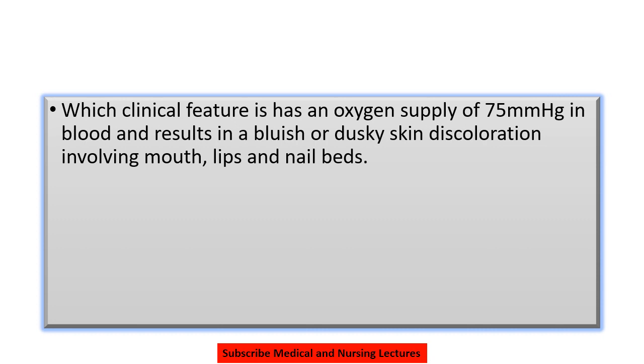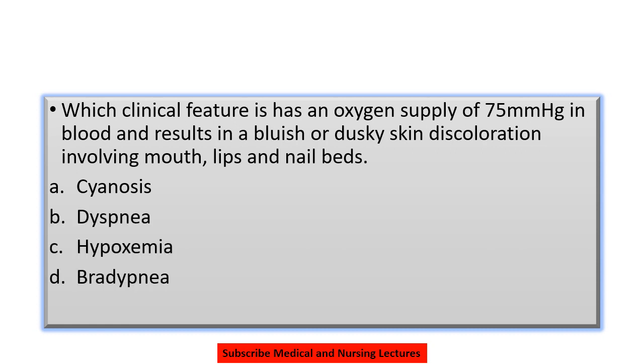Which clinical feature has an oxygen supply of 75 mmHg in blood and results in a bluish or dusky skin discoloration involving the mouth, lips and nail beds? Cyanosis, dyspnea, hypoxemia, bradypnea, or tachypnea. So here they are asking about the reduction of the oxygen level in the blood, right? So if they're talking about the reduction of the oxygen level inside the blood, here the correct option would be hypoxemia.